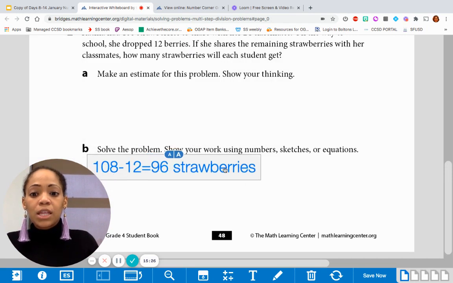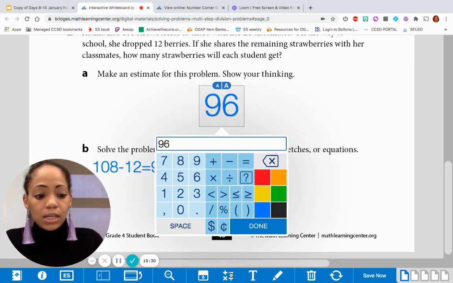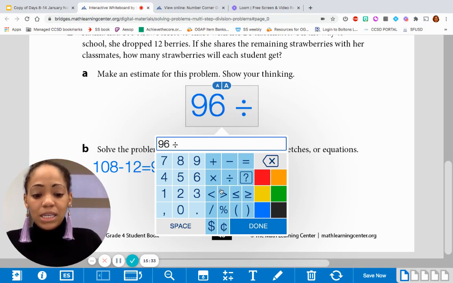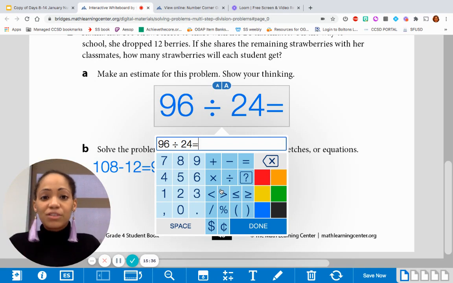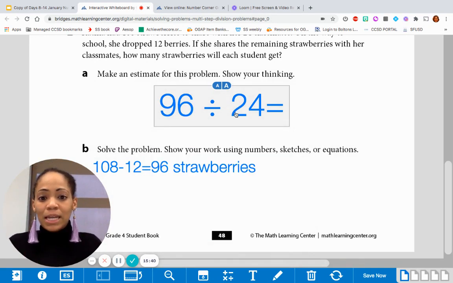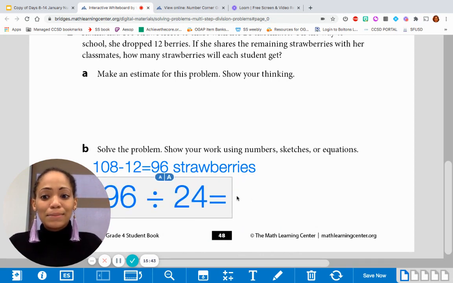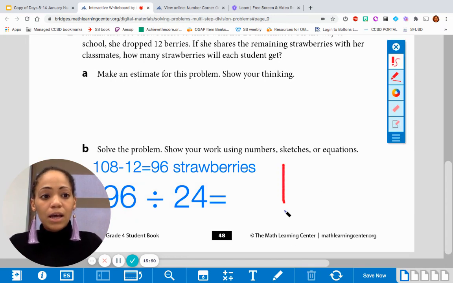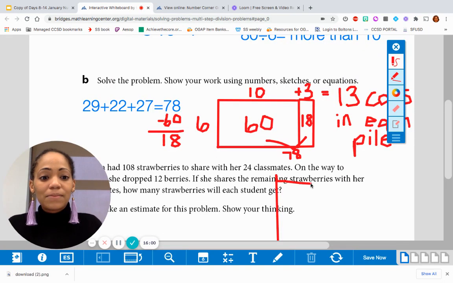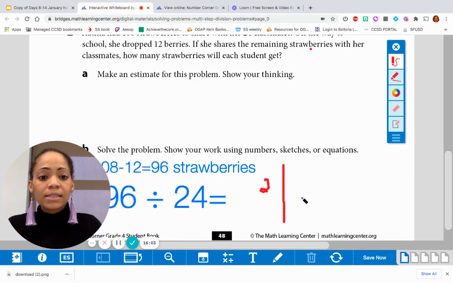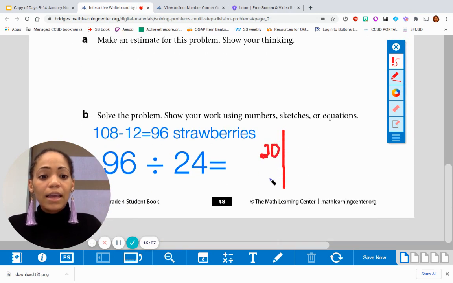and I want to share them with 24 students. So 96 divided by 24, and we know our answer is going to be somewhere close to 4. That would be a good estimate. So let's work it out. This one is a challenge for sure. So if I were to make a sketch, I could think about 24 as 20 and 4. Okay, and we want to fill this area with 96.